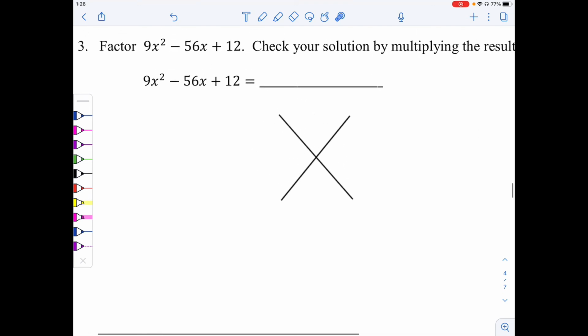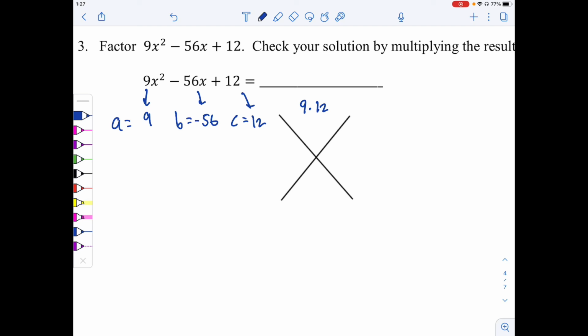Okay, next one. So identify A, B, C. A is 9. B is negative 56. C is 12. AC on the top, so 9 times 12, 108. B on the bottom, negative 56. So we need factors of 108 that add to negative 56.